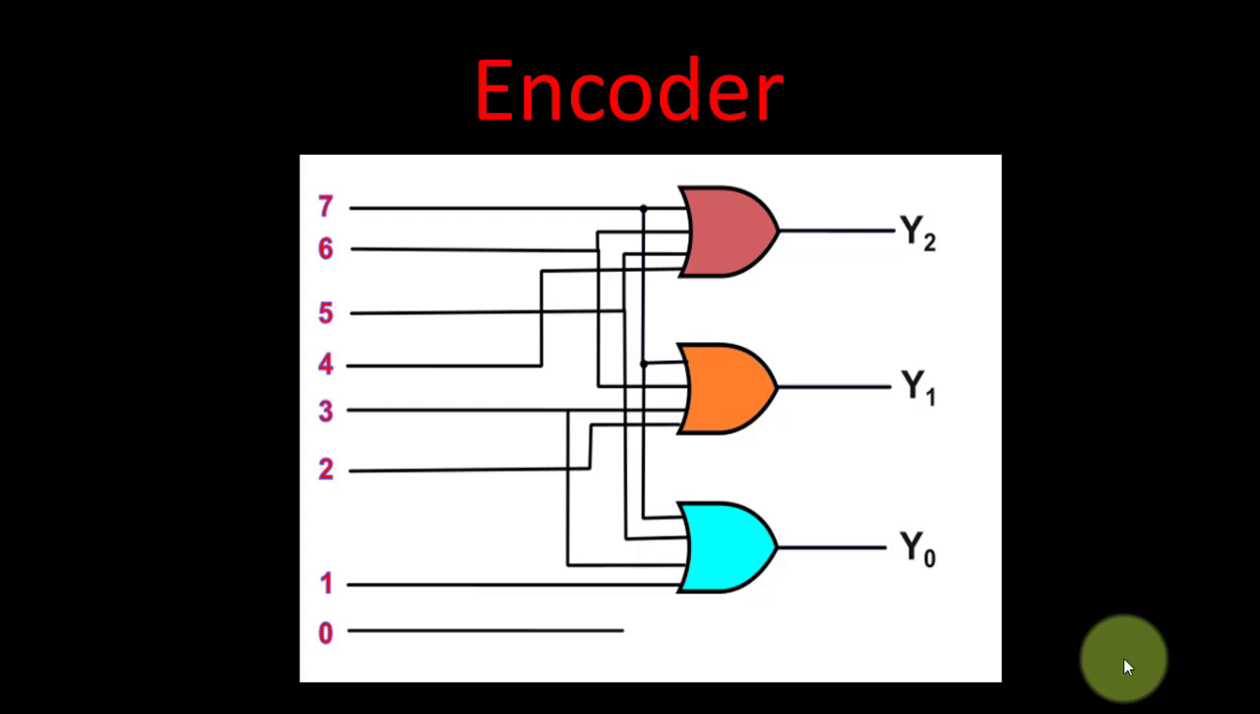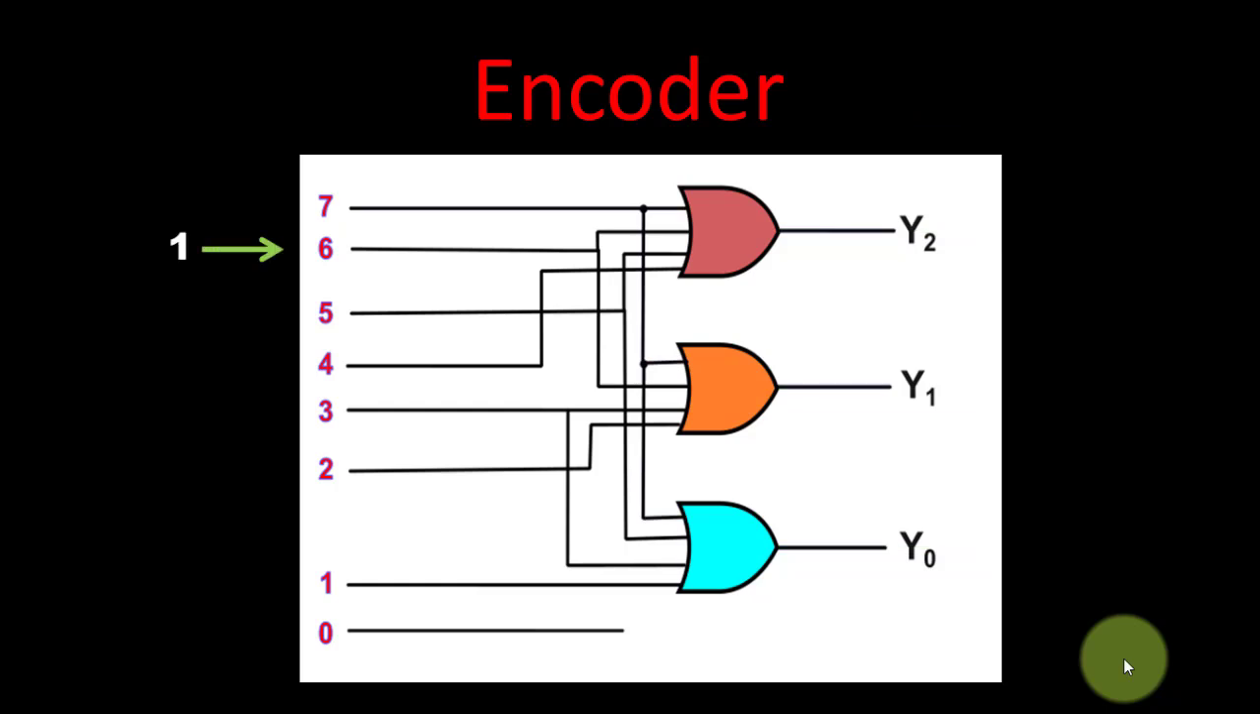So suppose we pull up this particular 7 as 1. This 7 input is connected to all the gates, as we can see. So all the inputs connected to 7 become 1, and so all the logic gates will give output as 1. So we get output as 1 1 1. As we know, the code for 7 is 1 1 1, so it gives the code for 7.